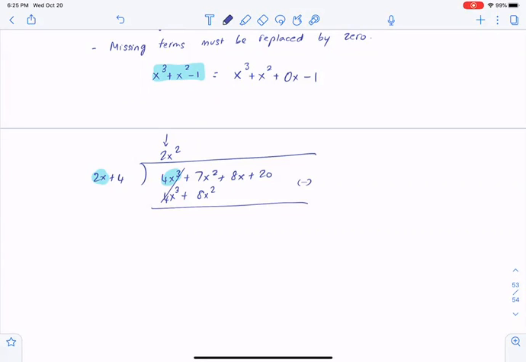Keep in mind, the purpose of long division is to reduce the terms in the dividend one by one. So we're subtracting to get rid of the terms one at a time. So 7x squared minus 8x squared is minus x squared, plus 8x plus 20. So they just come down here. I've got to multiply 2x by some number or an expression over there so that I get minus x squared. So that has to be minus 1/2 x. If I multiply 2x by negative 1/2 x, I will get negative x squared. 4 times negative 1/2 x will be negative 2x.